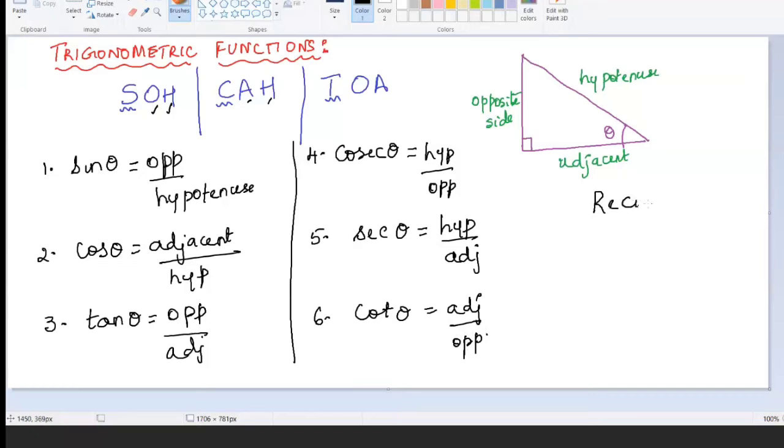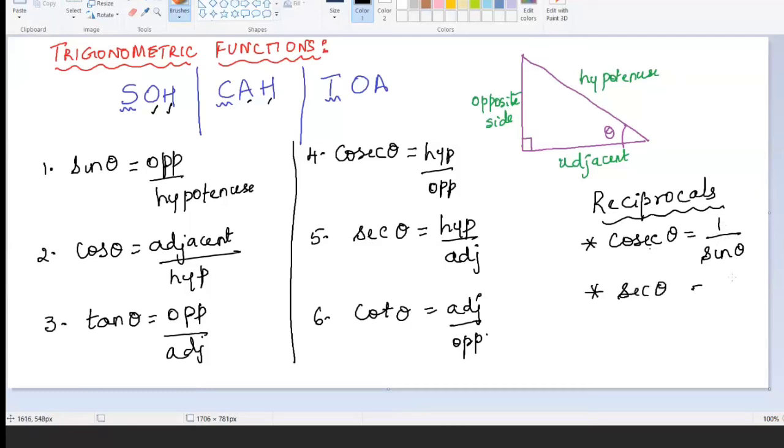Yes, so just write reciprocals. You need to understand this. Reciprocals: cosecant theta, just for you to remember. Cosecant theta is equal to the reciprocal of sine. A reciprocal means always, if I ask what is the reciprocal of x, we will say 1 by x. In the same way, cosecant theta is nothing but the reciprocal of sine theta, and secant theta is the reciprocal of cos theta. And the third one, cot theta, is the reciprocal of tan theta.